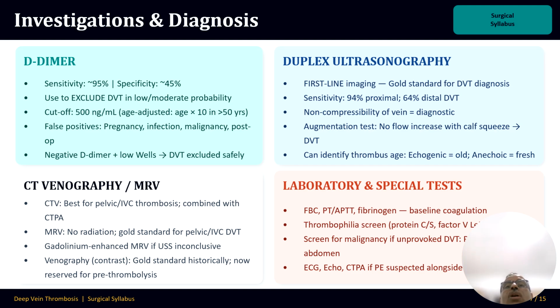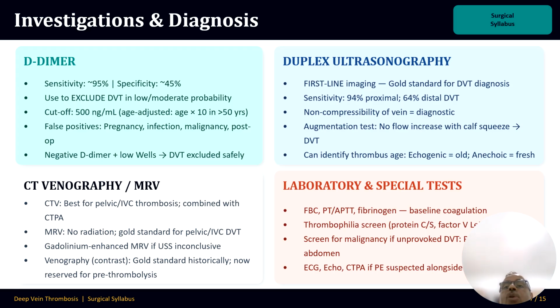You can also do an augmentation test, where there is no flow increase with calf squeeze, which is suggestive of deep vein thrombosis. So this augmentation test can also be done. Now Doppler ultrasound can also very clearly identify the location of the thrombus. It can also identify the place and the site of the thrombus, the number of thrombi, and it can also identify the age of the thrombus.